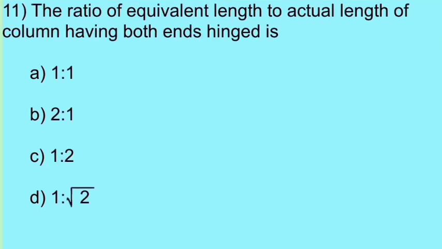Next question. The ratio of equivalent length to actual length of a column having both ends hinged is option A 1:1, option B 2:1, option C 1:2 and option D 1:√2. And the answer is option A 1:1. The ratio of equivalent length to actual length of a column having both ends hinged is 1:1. If both ends hinged, the effective length will be L. If one end fixed and the other end free, the effective length will be 2L. If both ends fixed, the effective length will be L by 2. If one end fixed and the other end hinged, the effective length will be L by √2.